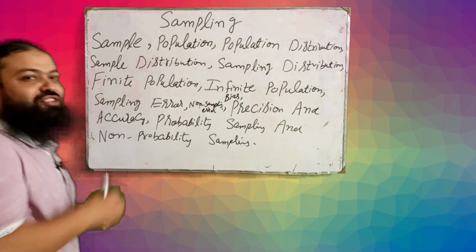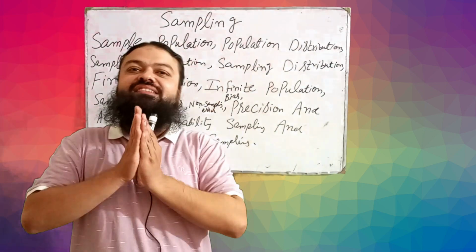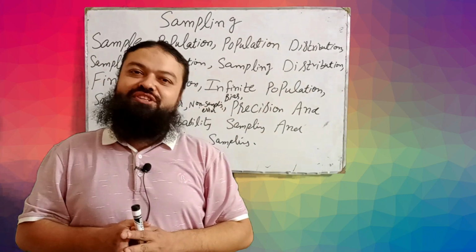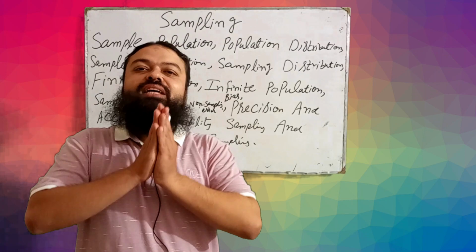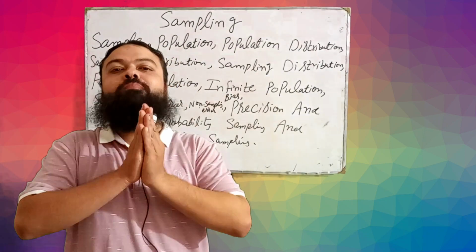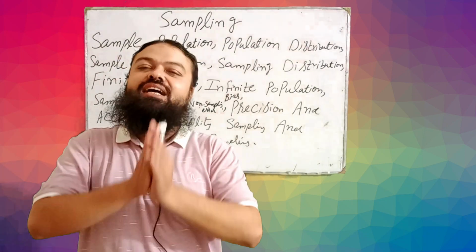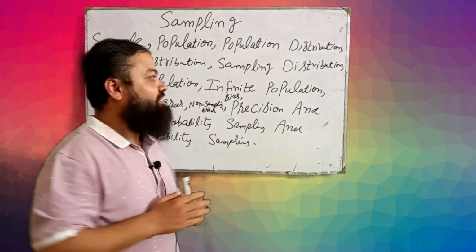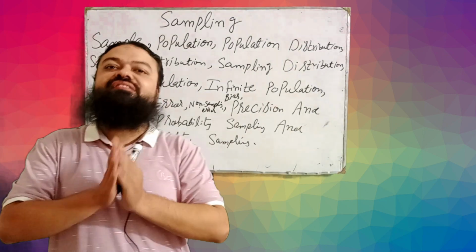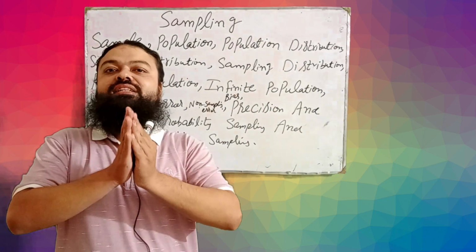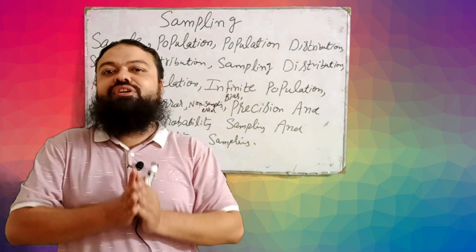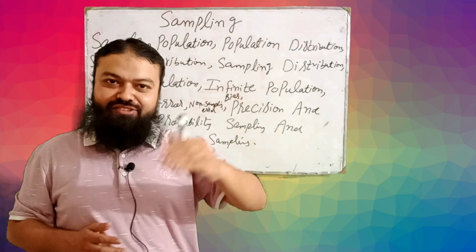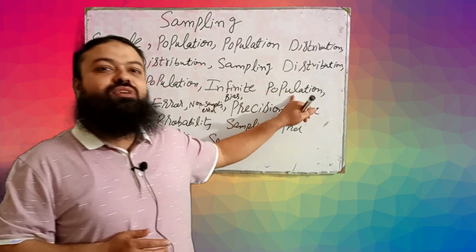Then finite population. A population that consists of a limited number of observations is a finite population. For example, if we have the heights of the students of the Punjab University, that will be a finite population. Next one is infinite population. A population that consists of an infinite number of observations. For example, if we have the heights between 2 and 3 meters, that will be the example of infinite population.